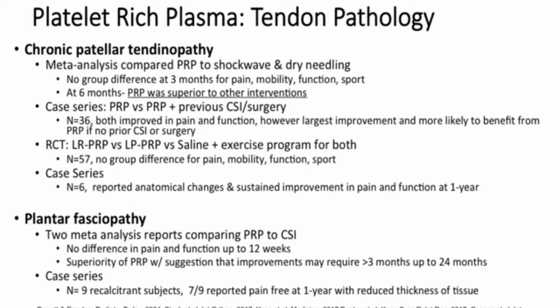Moving on to plantar fasciopathy. Two meta-analysis reports compared PRP to corticosteroid injection and found that there was no difference in pain and function up to 12 weeks, but superiority of PRP with suggestion that improvements may require greater than 3 months up to 24 months. A case series of 9 patients received PRP for plantar fasciopathy, and 7 out of 9 patients reported pain-free at 1 year with reduced thickness of tissue.